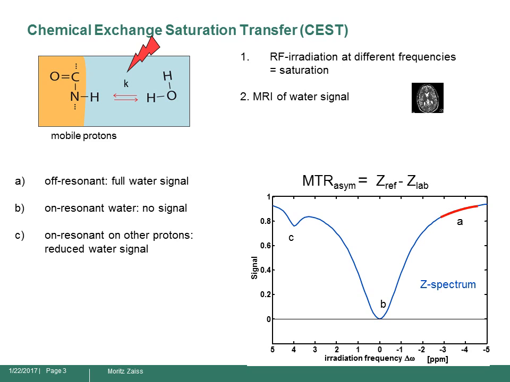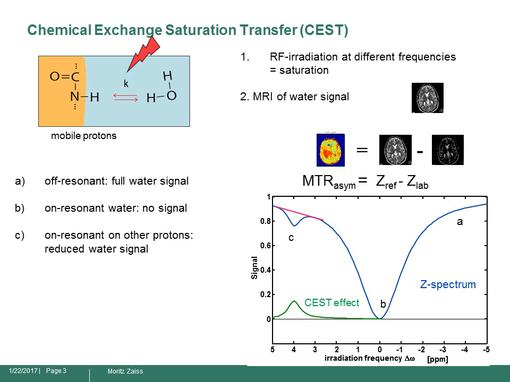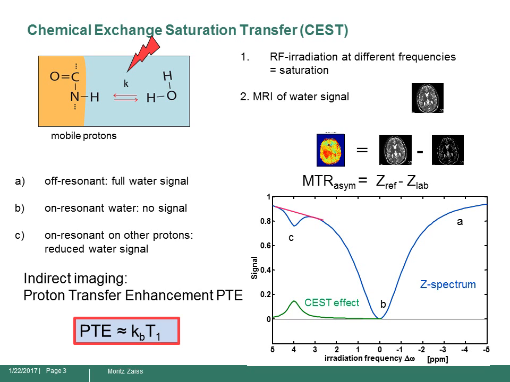A common analysis method is the MTR asymmetry, which is just taking the right side minus the left side. Or there are better methods that use a baseline. We use the Lorentzian difference in this paper, which I will describe later, but in the end it's about isolating the CEST effect, which is this small peak here. So it's a difference technique between two images, the saturated and the unsaturated reference image, and then we get the CEST contrast.